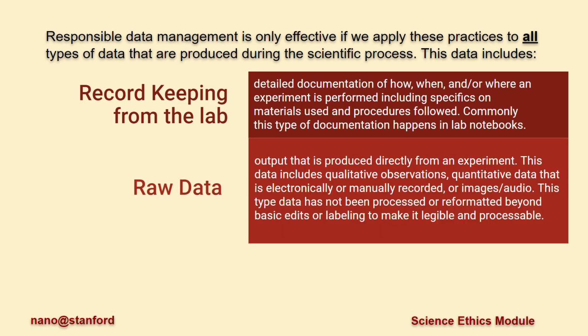Raw data: output that is produced directly from an experiment. This data includes qualitative observations, quantitative data that is electronically or manually recorded, or images and audio. This type of data has not been processed or reformatted beyond basic edits or labeling to make it legible and processable.